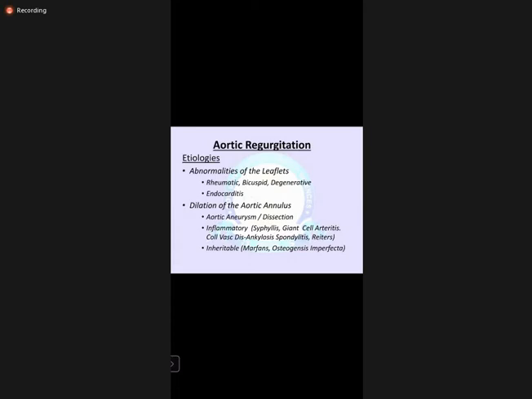Inflammatory arteritis, which can be seen in syphilis, ankylosing spondylitis or Reiter syndrome, or it can be because of inheritable Marfan syndrome or osteogenesis imperfecta.